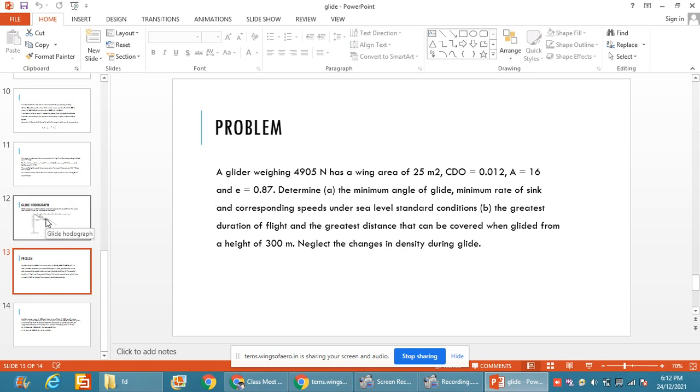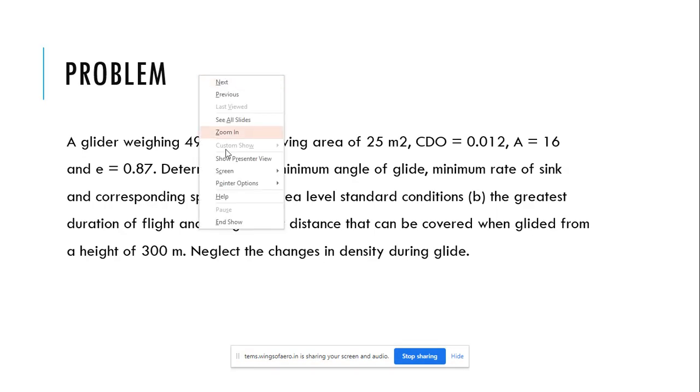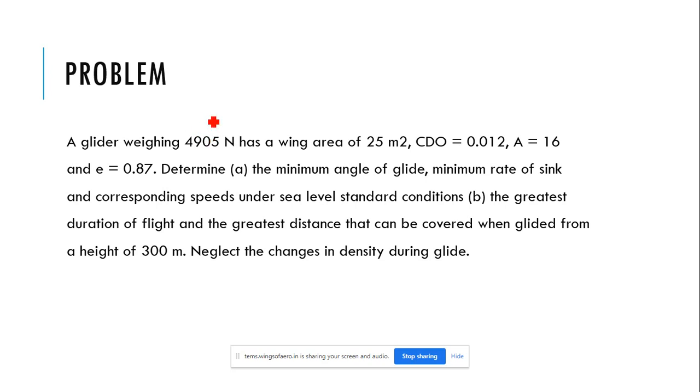Up to glide hodograph in our last class we have seen, but in this class we will be concentrating on this problem and how to solve this problem I will tell you. So what they have given in this problem is the weight of the airplane W is given and wing area S is given, CD0 is given, aspect ratio is given, and Oswald efficiency factor e is given.